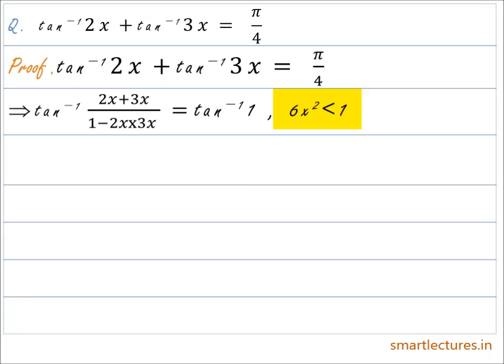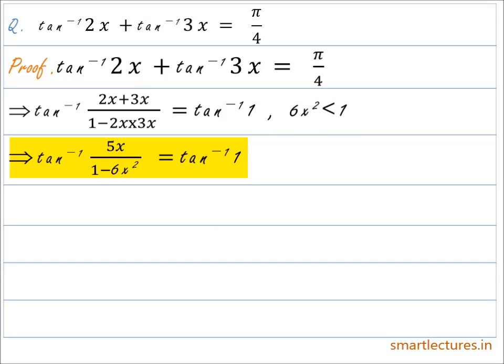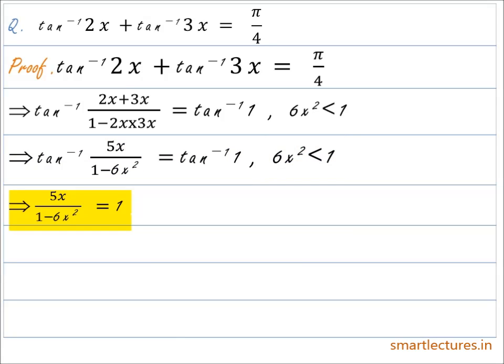And now if tan inverse (2x plus 3x or 5x) upon (1 minus 2x into 3x) is equal to tan inverse 1, then that means 5x upon (1 minus 6x square) is equal to 1, where x square is less than 1 upon 6. And now after cross multiplication, we have 6x square plus 5x minus 1 is equal to 0.